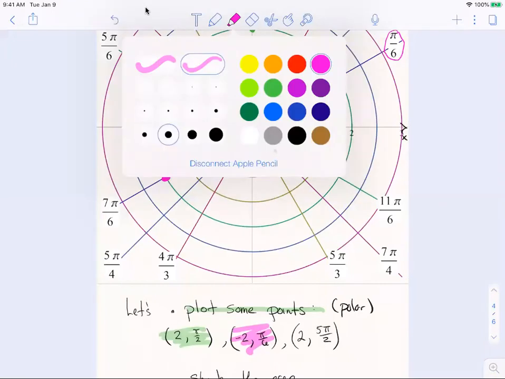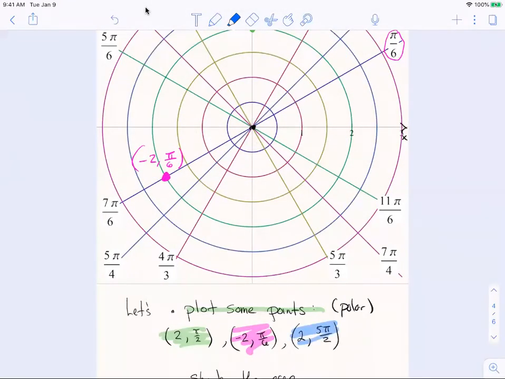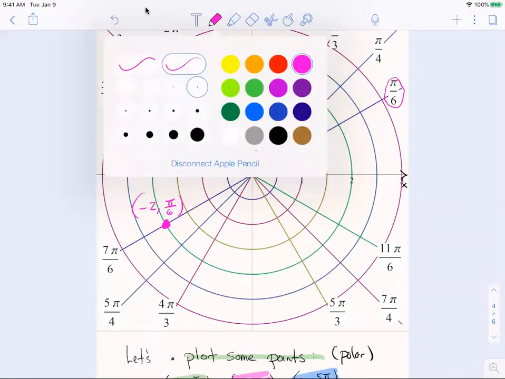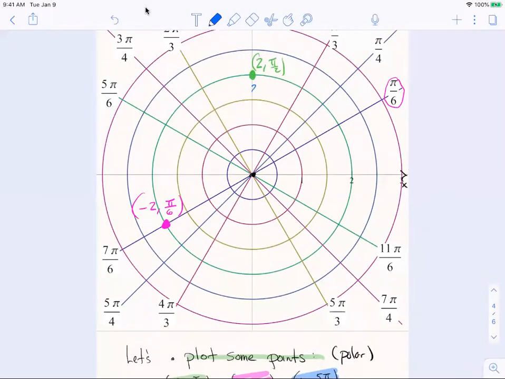Finally, what's a fun color here? Blue. How about 5 pi over 2? 5 pi over 2 is bigger than 2 pi. So 5 pi over 2, well, you'd have to go all the way around once plus another pi over 2. So the point 2, 5 pi over 2 is the same as 2 comma pi over 2.